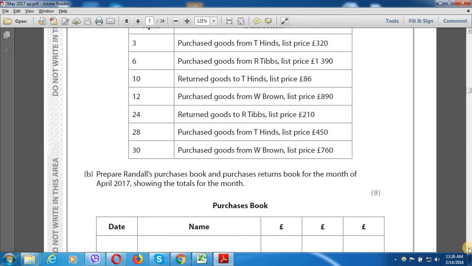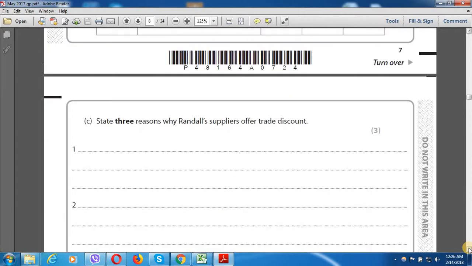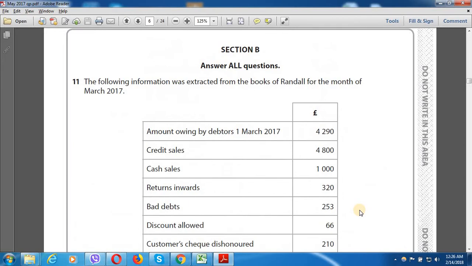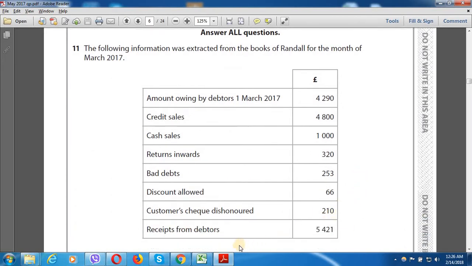B. Prepare Randall's purchases book and purchases returns book for the month of April 2017, showing the totals for the month. C. State 3 reasons why Randall's suppliers offer trade discount. So let us start solving the A part first.